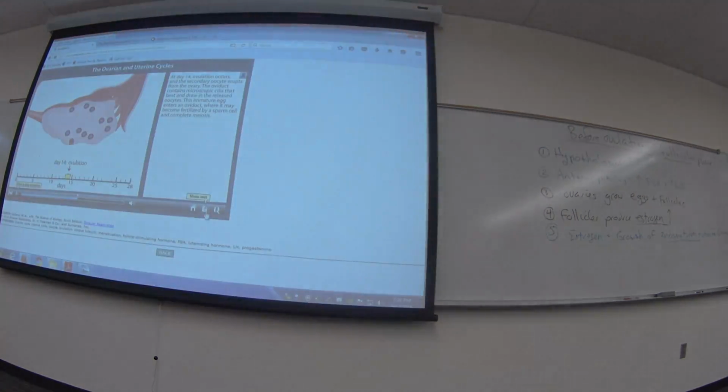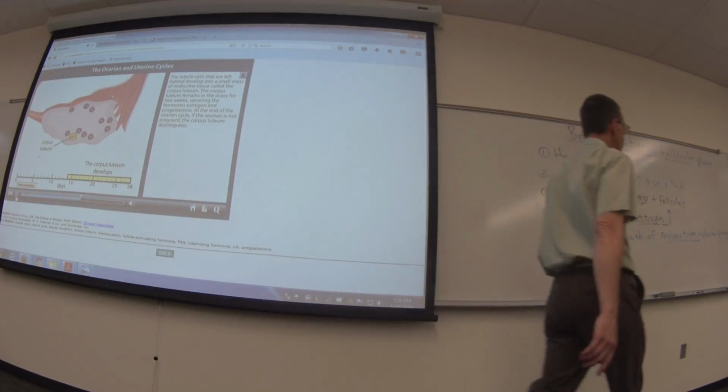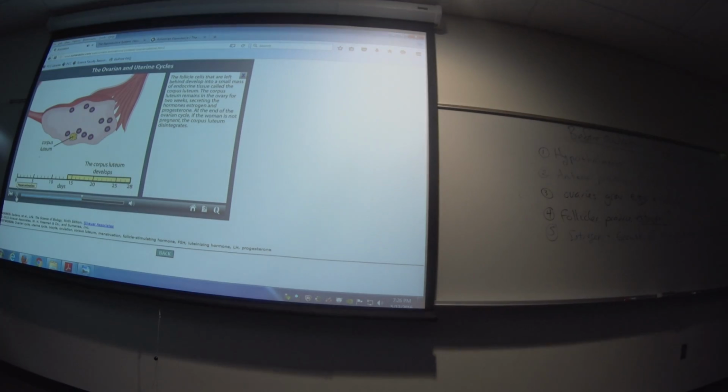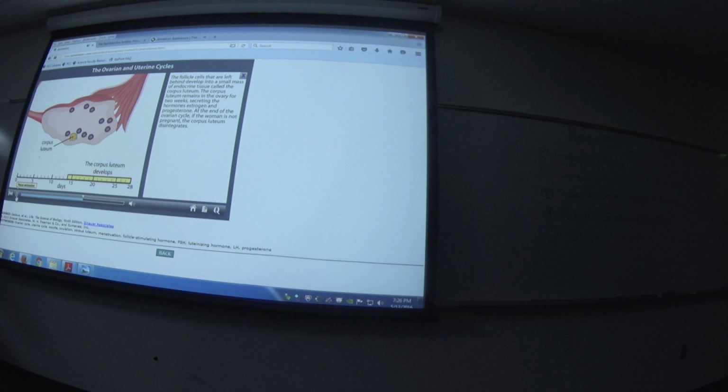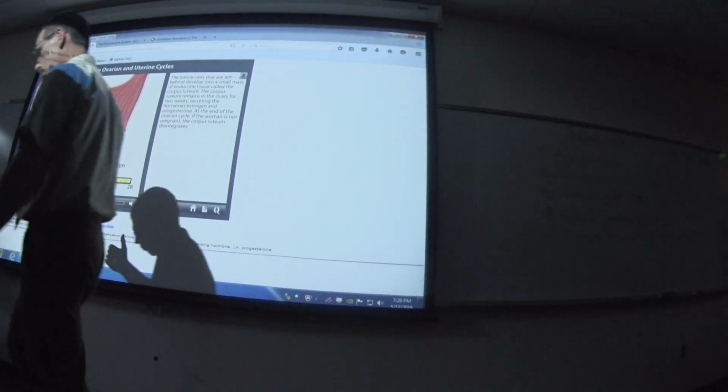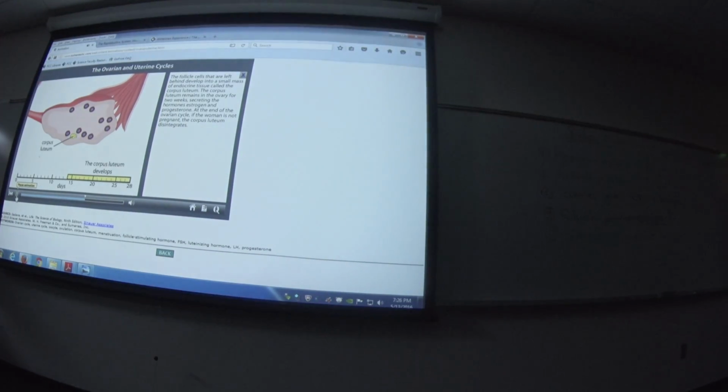Okay, so we'll go back through the steps we were at. We left off at ovulation, halfway through. The follicle cells that are left behind develop into a small mass of endocrine tissue called the corpus luteum. The corpus luteum remains in the ovary for 2 weeks, secreting the hormones estrogen and progesterone. At the end of the ovarian cycle, if the woman is not pregnant, the corpus luteum disintegrates.